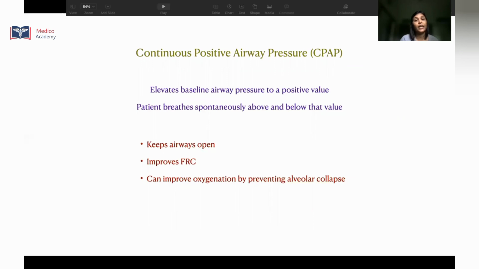CPAP can be combined with pressure support ventilation. So in pressure support ventilation, if you keep a CPAP or a PEEP and then a pressure support, then the patient will be taking supported breaths above this particular positive airway pressure. There is a separate lecture on how to set a ventilator. In that, I'll be describing in detail each ventilator setting.